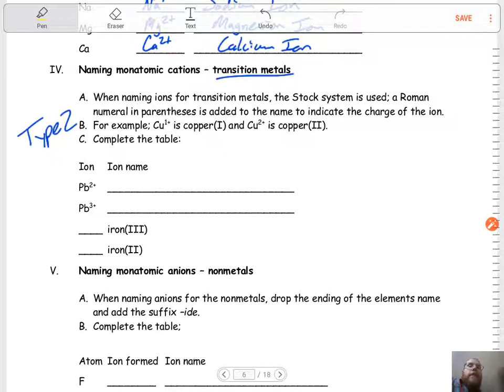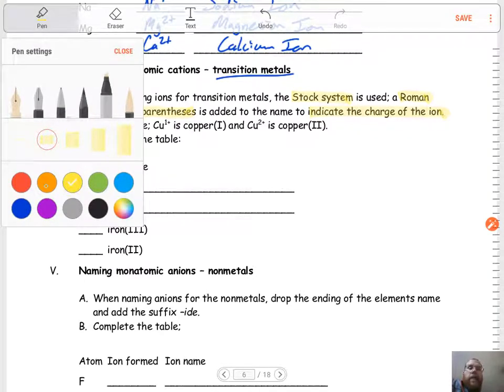So when we name ions here for the transition metals, we use what's called the Stock system. The Stock system just means a Roman numeral in parentheses is added to indicate the charge of the ion. So basically, we're putting a Roman numeral in the name to tell what ion we're actually looking at or actually using. You've got to specify which ion it is.